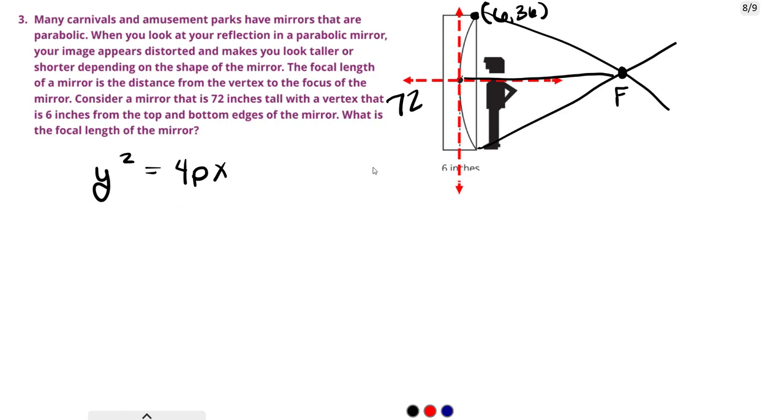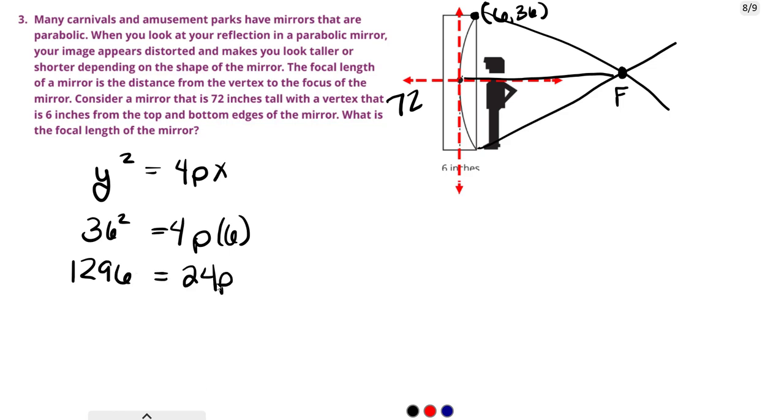And so we're going to take that ordered pair and we're going to plug it in. So 36 squared is equal to 4 times p times 6. So when I do 36 squared, I get 1296 is equal to 24p. And so I want to divide that by 24 on both sides. And we get that p is equal to 54 inches.